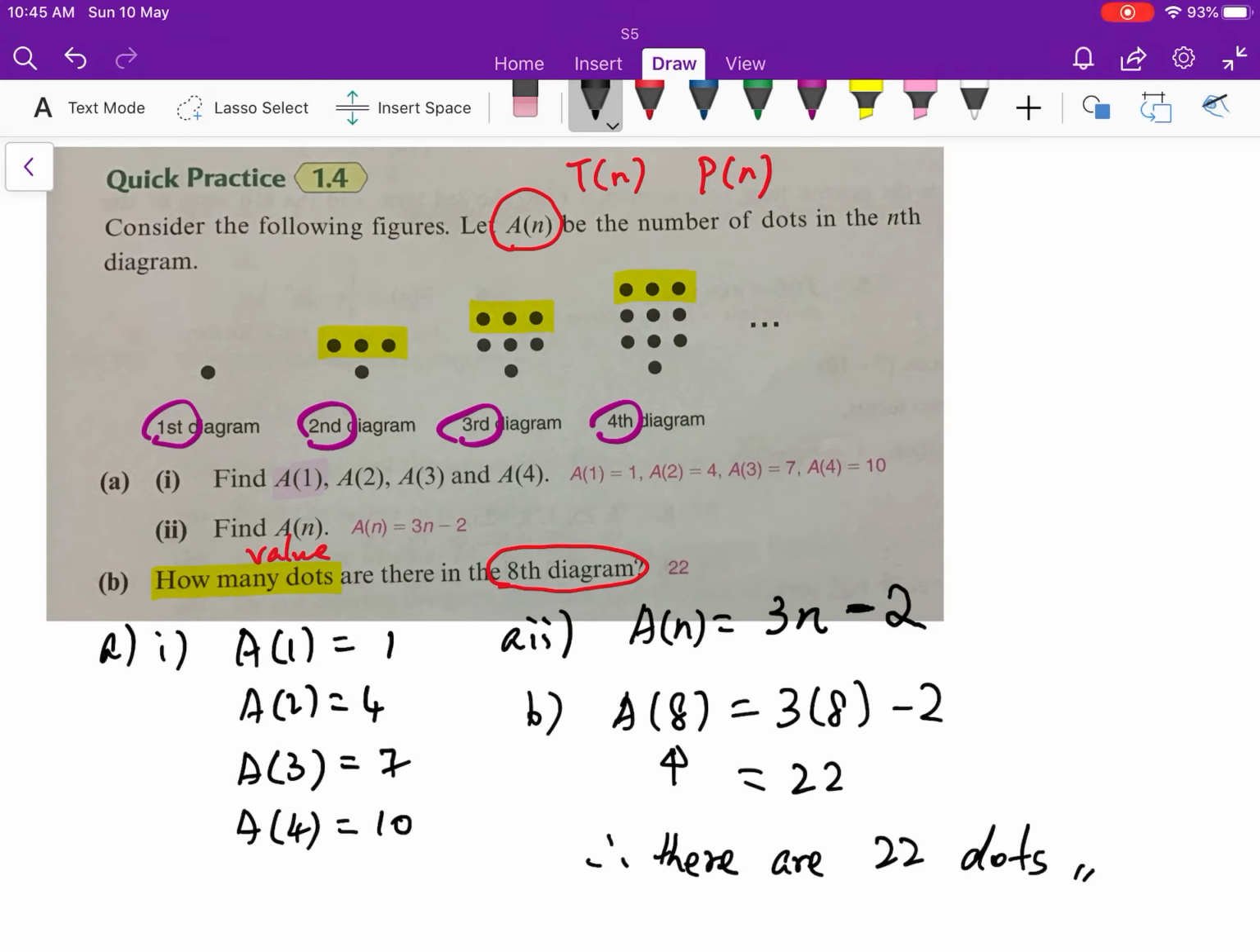Easy, right? So tomorrow you will start Session 1.2. Make sure that you pay attention, because tomorrow we will teach you a systematic way to find the general term and find a specific term.